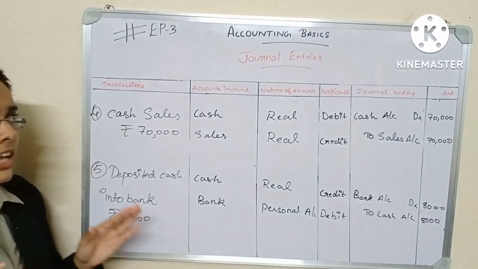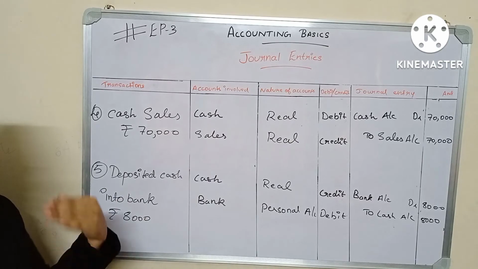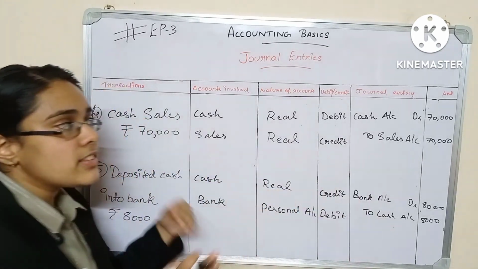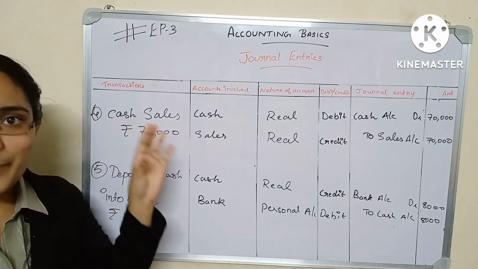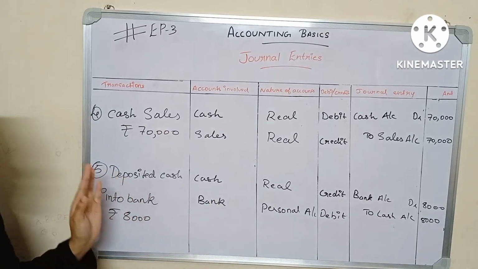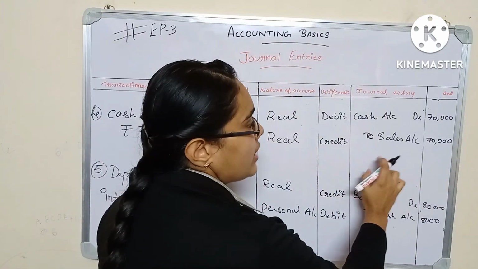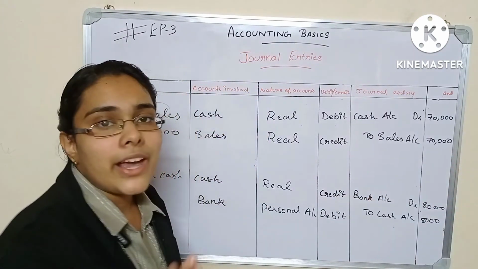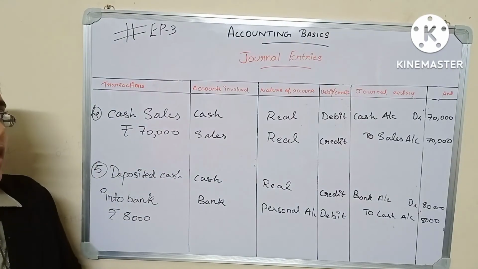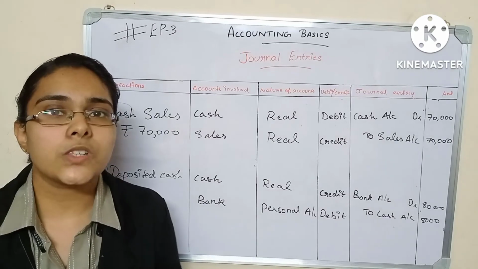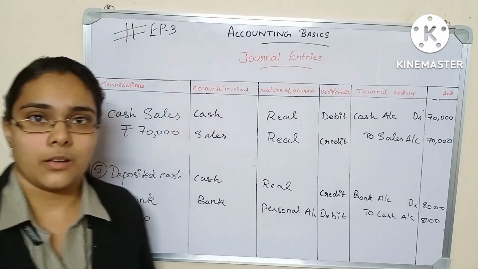In real time, when you're asked to write a journal entry, you need not draw up all these tables. I have just shown you for a better understanding. So when you are asked to write a journal entry, you only need to write these two columns, journal entry and amount, which I will be explaining in a later session. So I hope this is clear to all of you. Now I will be giving you some practice questions.